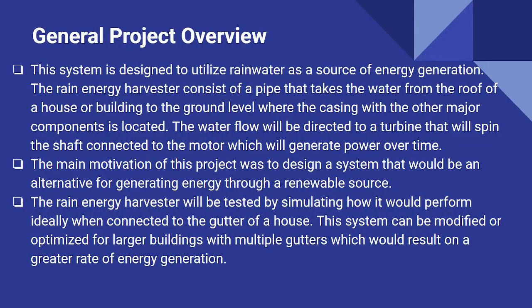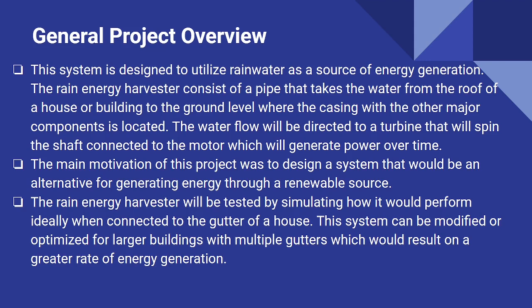The rain energy harvester is designed to generate power using the renewable source of rainwater. This system is intended to be installed with the gutter of a house or building so that it can take advantage of the water collected on the roof, where otherwise, on a regular gutter structure, the water will be dispersed on the ground level. The rain energy harvester consists of a pipe that will be connected to the gutter of the roof of a house, a turbine, a motor, and an LCD screen to display the power generated.